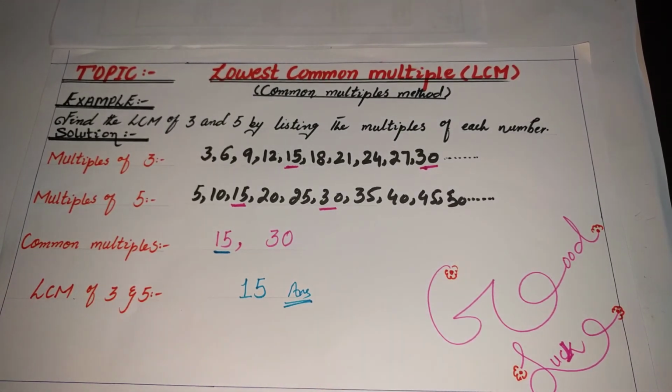Got it? Hope you have learned the topic about the lowest common multiple by common multiple method. Now open your booklet, page number 56, and solve the given exercise about the LCM by common multiple method by yourself with the help of this solved example. For any problem you can ask me.